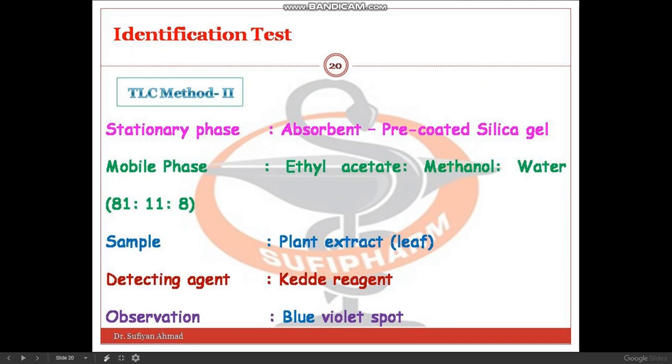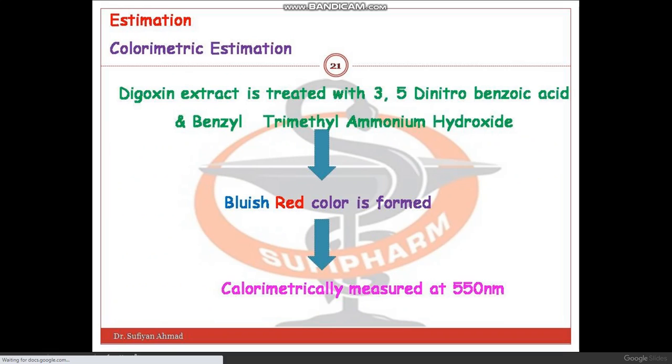This is the TLC method number 2, in which we are using mobile phase, ethyl acetate, methanol and water, in 81:11:8 ratio. Again, detection by Kedde reagent, and you will observe again blue spot. This is another important method.